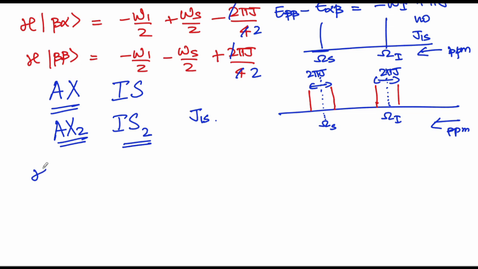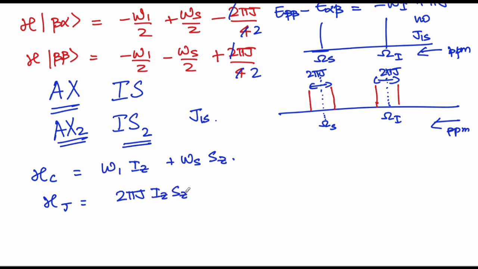So therefore, the Hamiltonian for chemical shift would be omega I Iz plus omega S Sz. The scalar coupling Hamiltonian will still be given by 2 pi J Iz Sz, where we are including the weak coupling limit. The major difference between the previous case and this case is that you have 3 spins, where we can assume the first spin is I, the next two are S spins. You'd have different spin states that you need to interrogate the energy with.